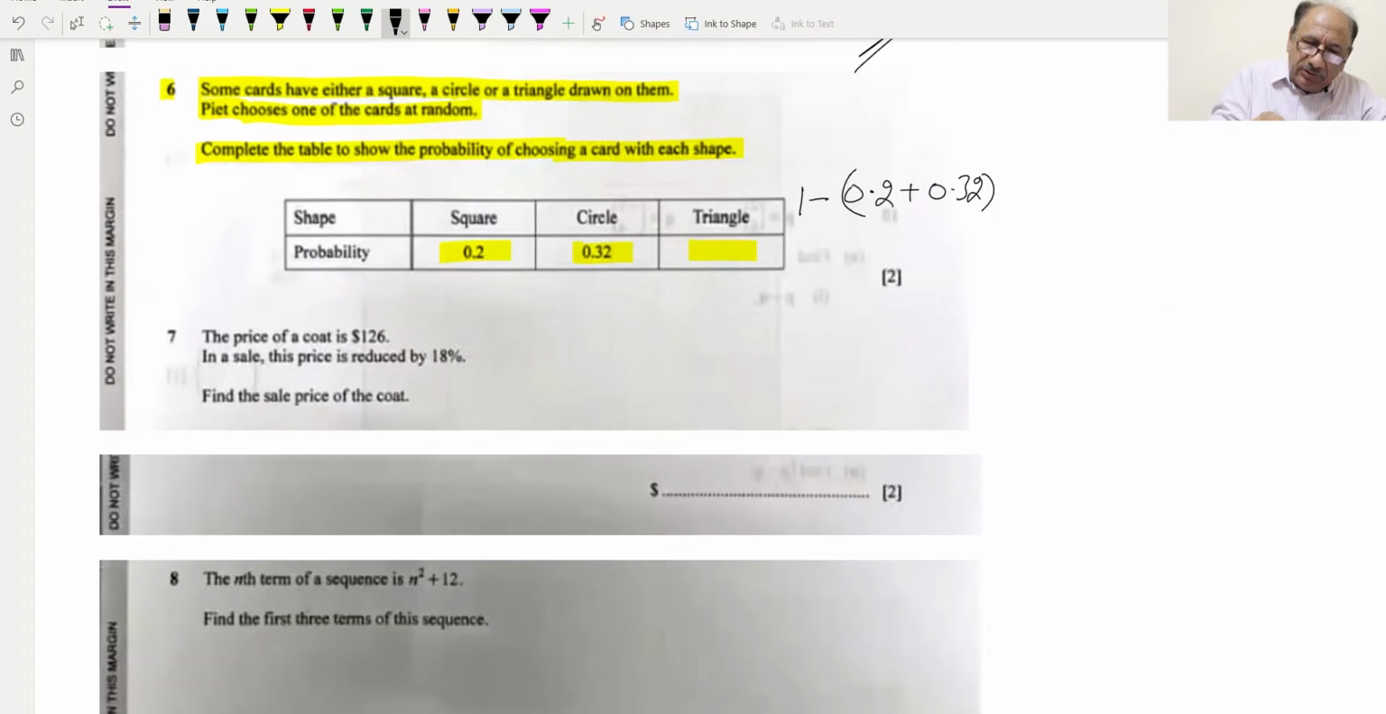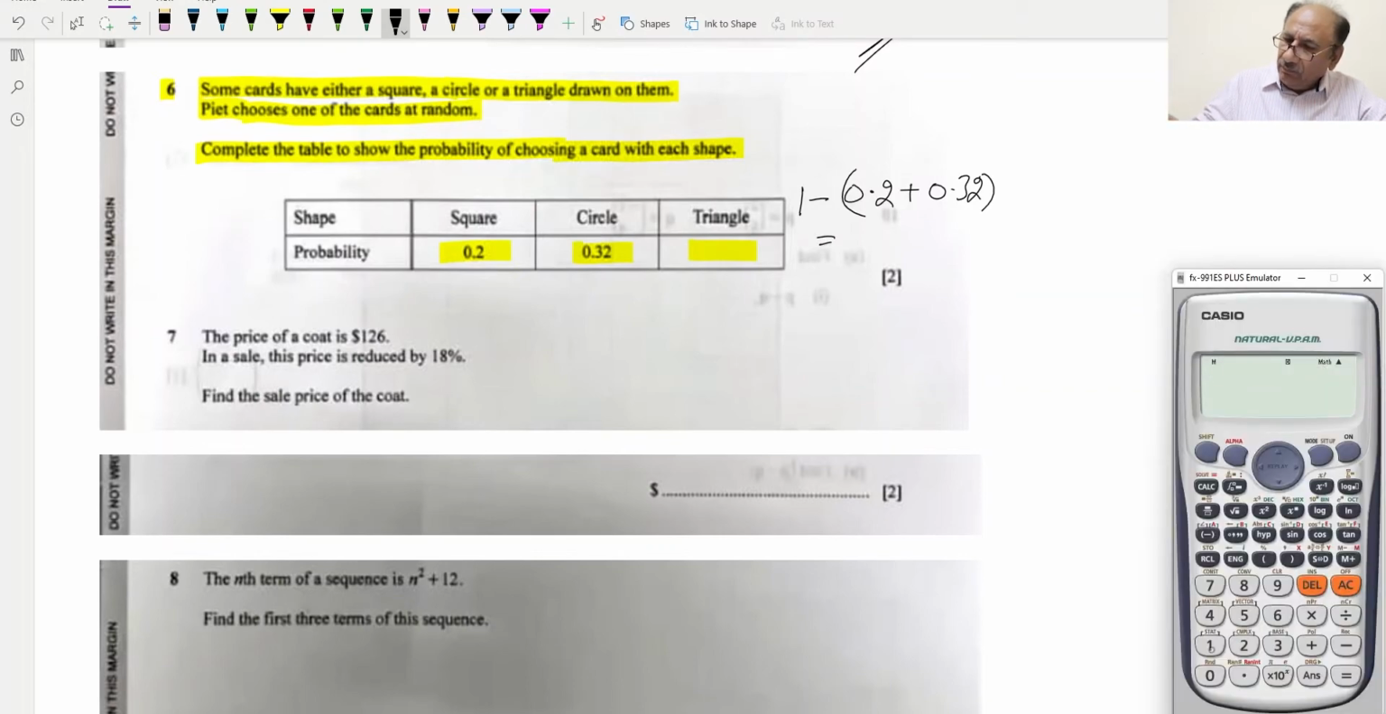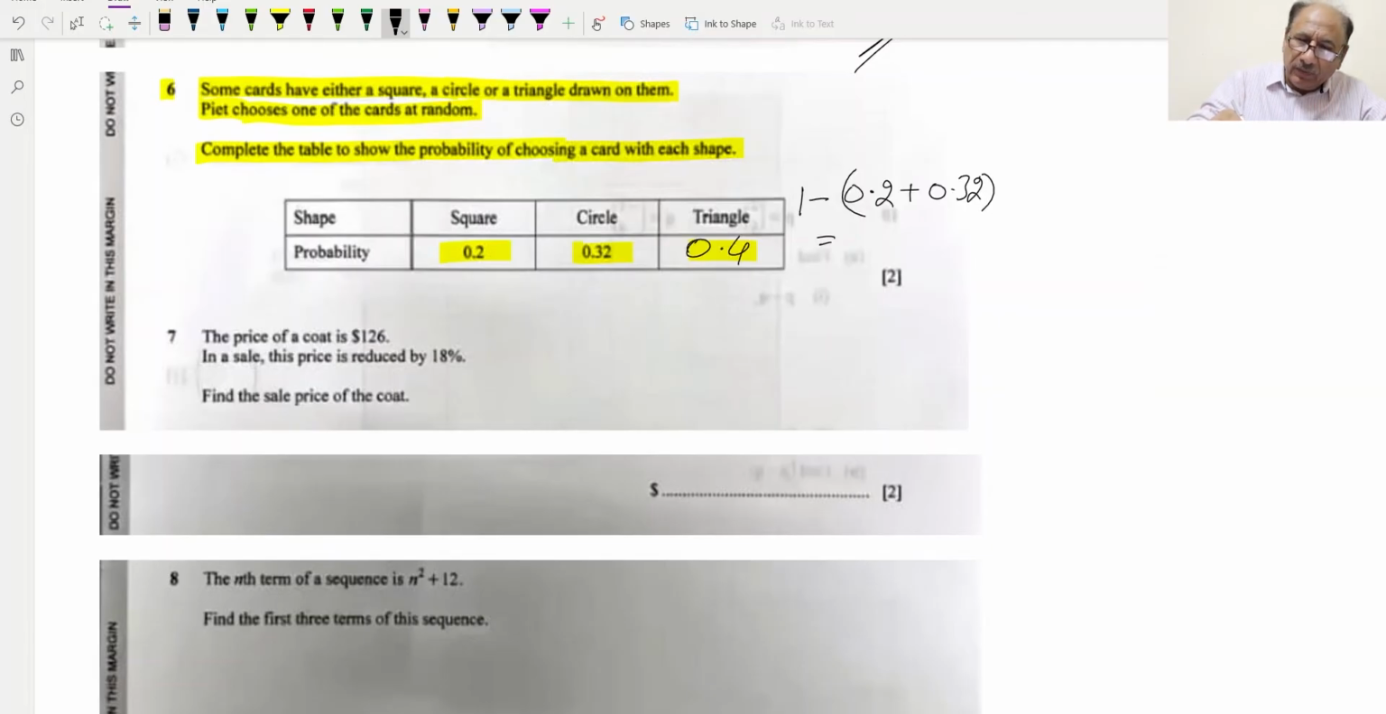These two probabilities we will subtract from 1 and we will get the probability of the triangle. This will be equal to 1 minus (0.2 plus 0.32), and this is equal to 0.48. So 0.48 will be the probability of the triangle.